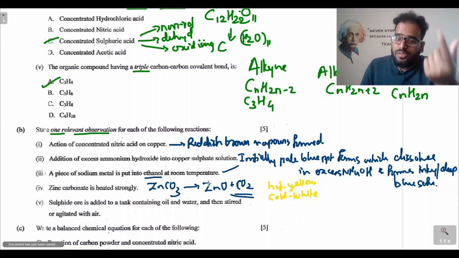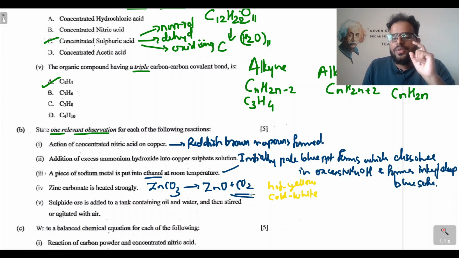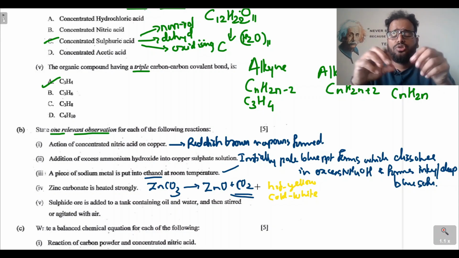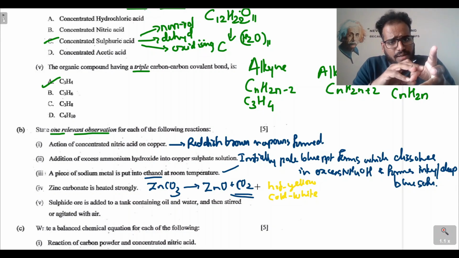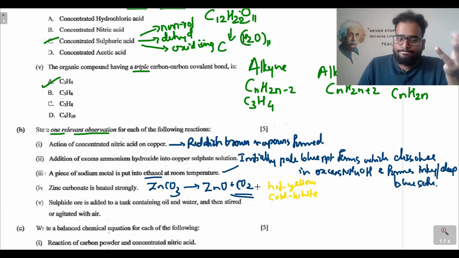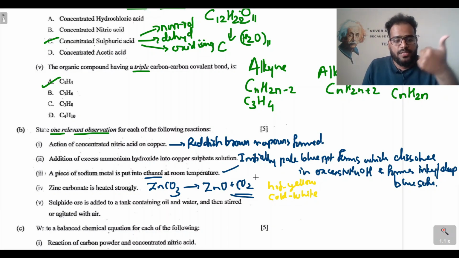But the same test is also given by SO2. So how do you distinguish that? Further you have to do which does not affect the acidified potassium dichromate or the acidified potassium permanganate solution. Okay, that will be the CO2 test.